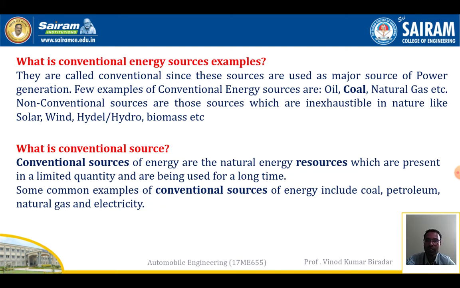What is a conventional energy source? For example, we have to give examples: coal, natural gas, oil. These are all used as major sources of power generation. Non-conventional energy means solar, wind, hydro energy, biomass, etc.